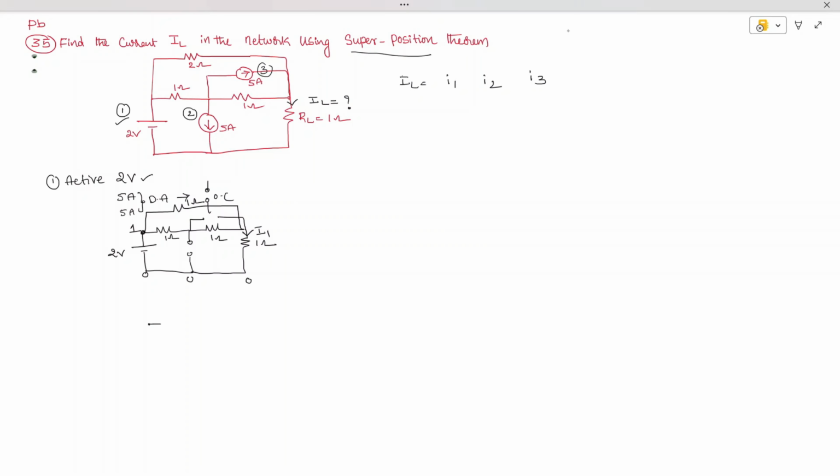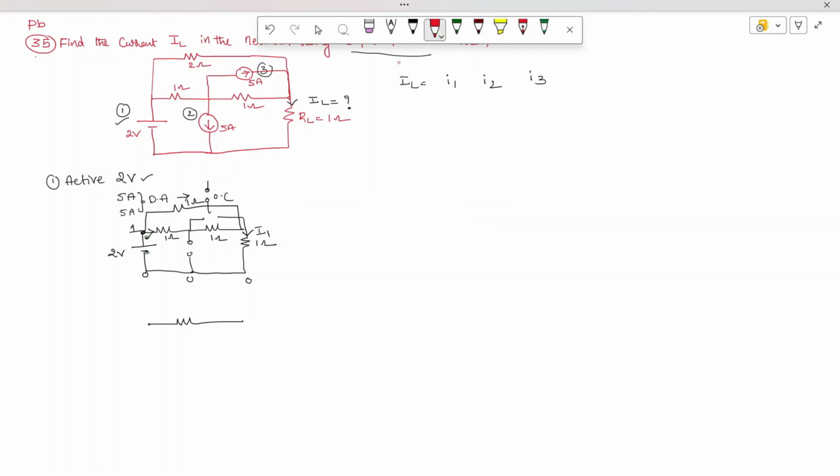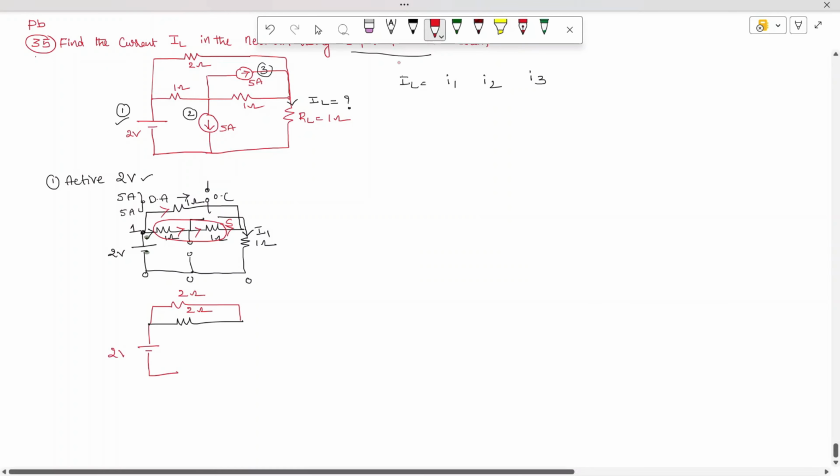Now the current starts flowing here, and the same current also will flow through the next one. These two are connected in series connection, and these two are again in parallel. So 1 plus 1 is how much? 2 ohm. And at the top we are going to have one more branch, which is 2 ohm, and this is excited with a voltage of 2 volts.